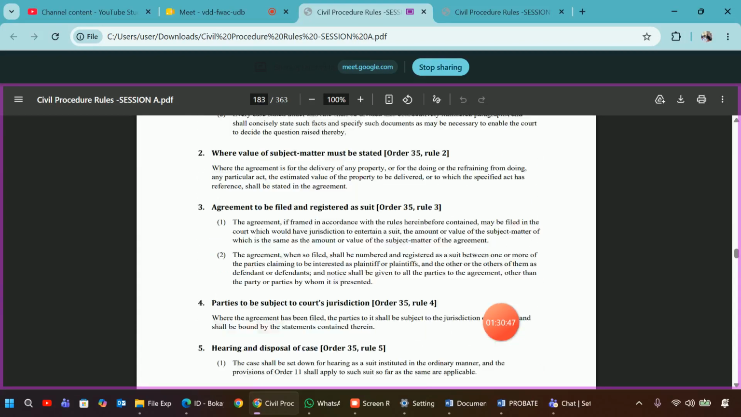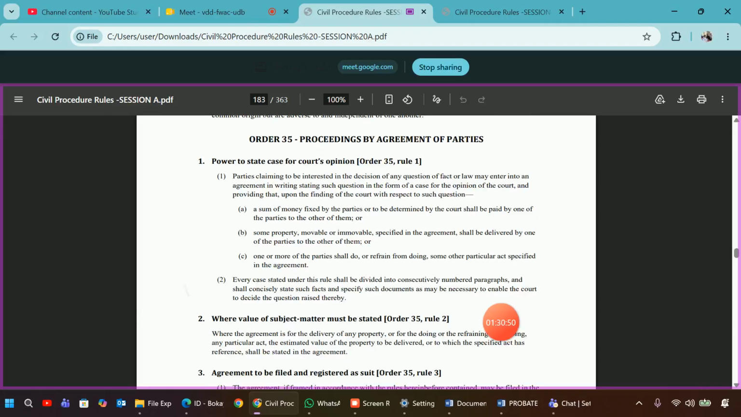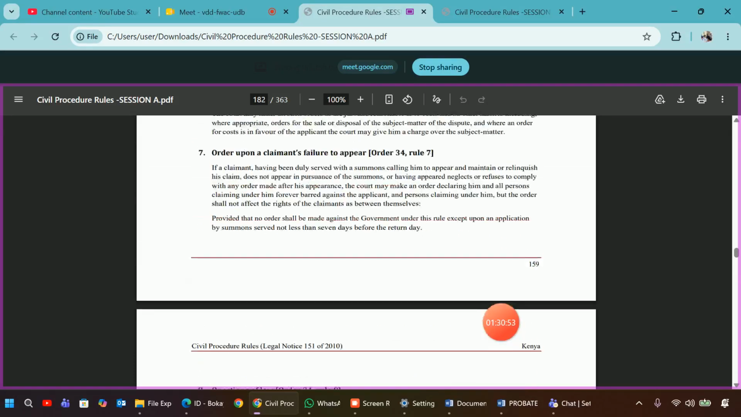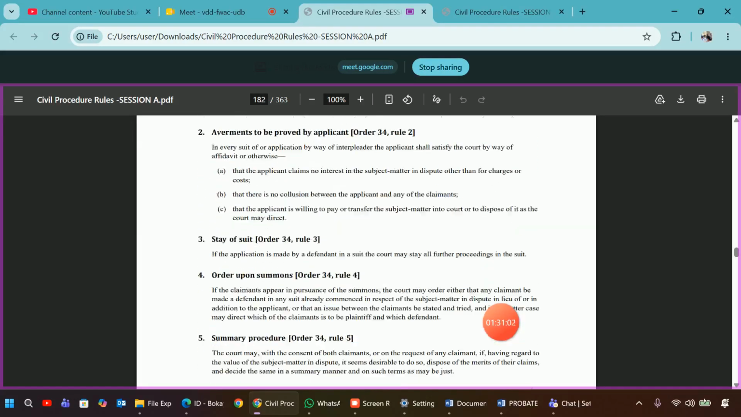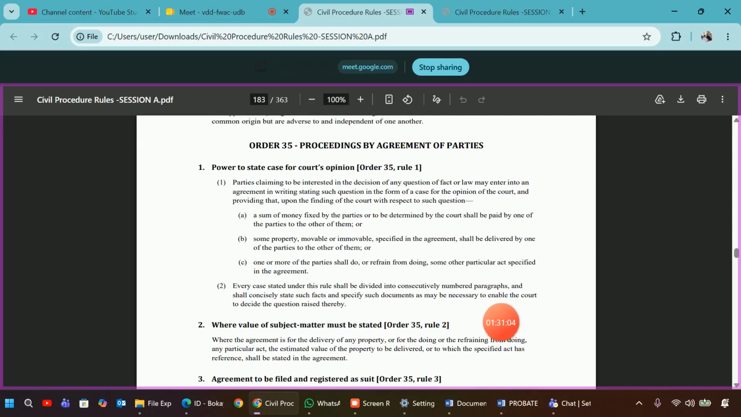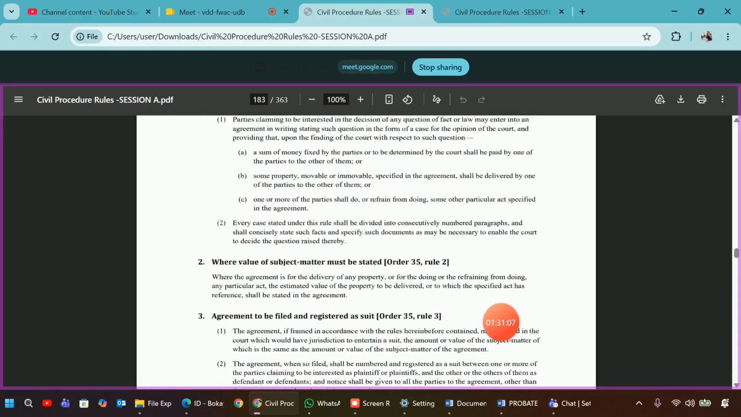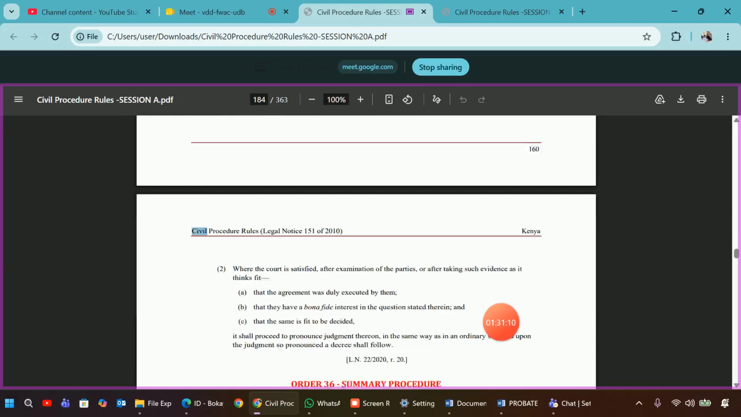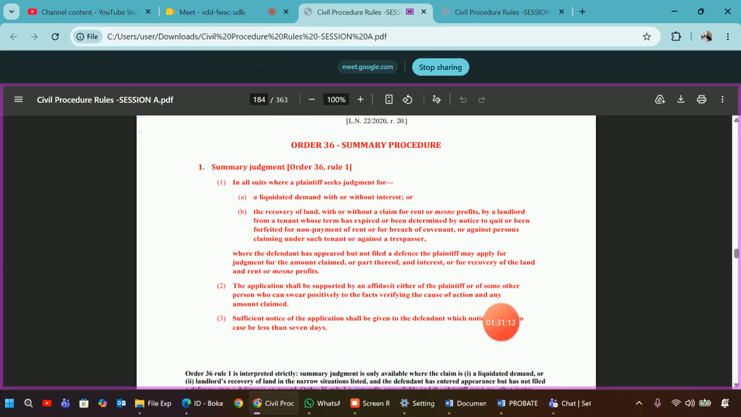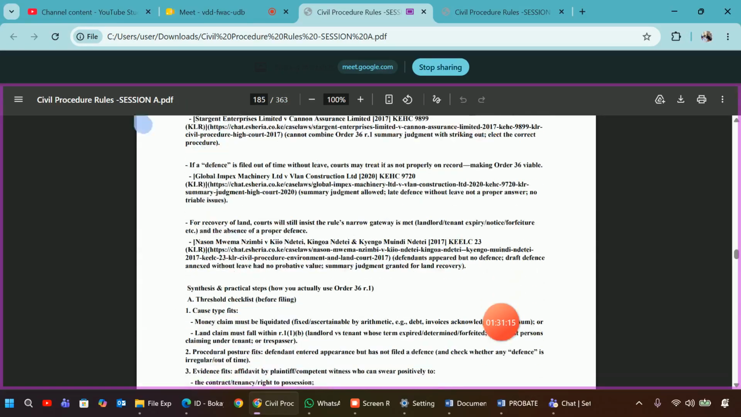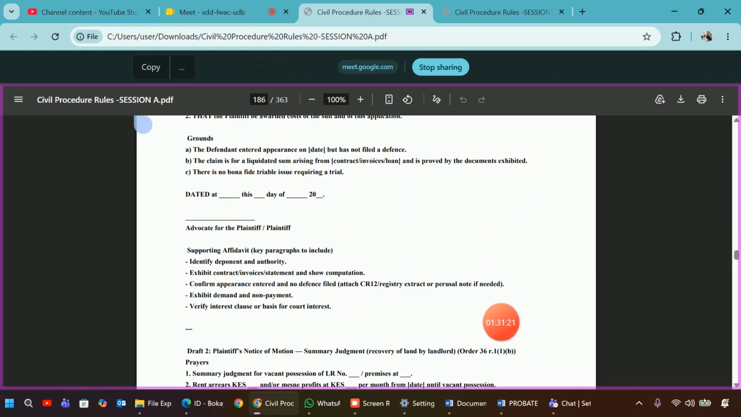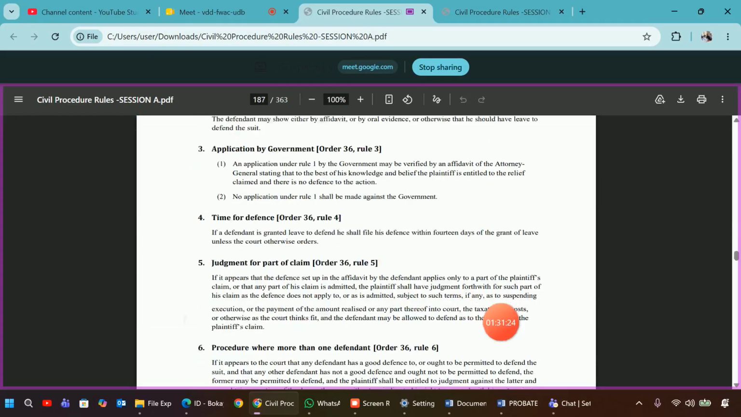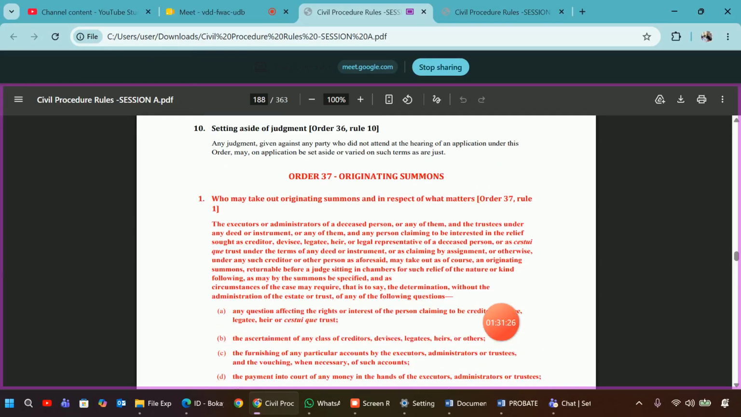What is an interpleader? Section 34. Order 34. An interpleader is a highly tested application. So this will warrant a further analysis of Order 34 on the interpleader applications. How do you draft an interpleader application? That is duly noted. How do you seek summary judgment? Have I drafted an application? Yes, there is an application on seeking a summary judgment. What are the grounds that the court will consider for a summary judgment to be entered?